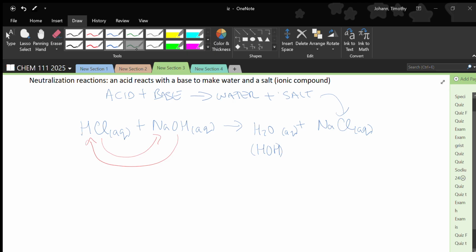Molecular. The molecular equation is where I keep everything together, right? This is molecular. All right, they're all aqueous, right? All aqueous except for, I'm sorry, that water shouldn't be aqueous. We're going to write water as liquid. Okay, they're all aqueous except for water. Go ahead and write the complete ionic equation for that.